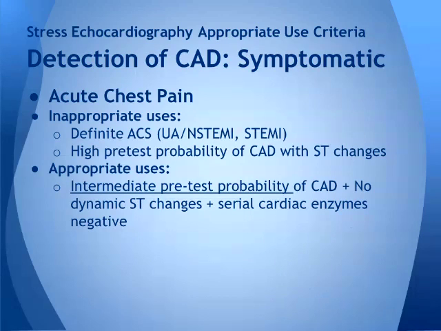Appropriate uses are intermediate pretest probability of coronary artery disease, no dynamic ST changes, and serial enzymes are negative. This is an important distinction between MPI and stress echo. With MPI, it's appropriate to image someone with an equivocal or low cardiac enzyme troponin level, but it's not appropriate to do a stress echo on someone with an elevated troponin level.